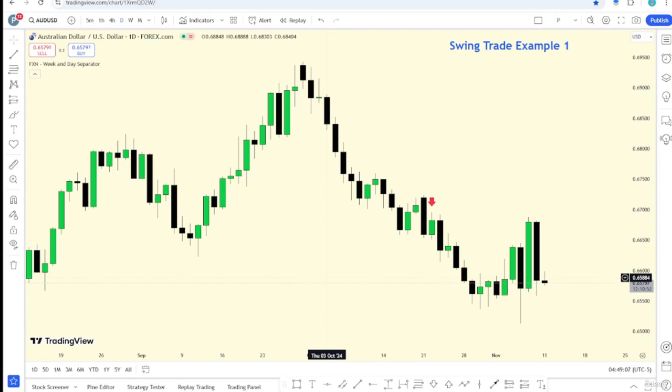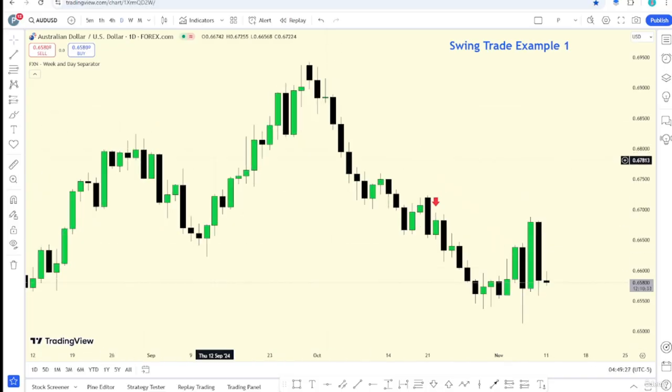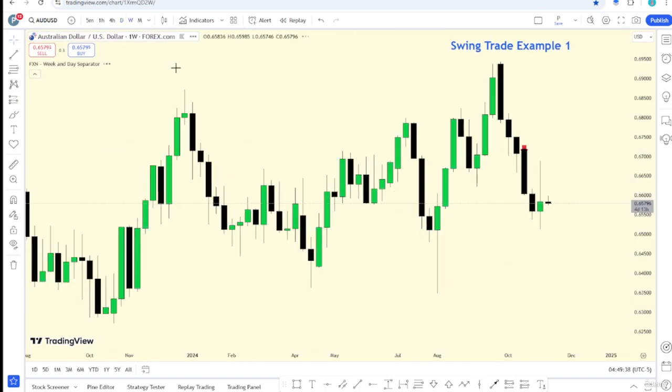So in this lesson we're looking at an example of a swing trade setup using the order block trading strategy. When we are looking at the order block trading strategy, the first thing we want to do is determine the higher time frame order flow. So we are going to go into the weekly chart. This is the Australian dollar daily chart. We are going to go into the weekly chart and look at the order flow first. Then we're going to come back to the daily chart to break down that setup. So let's go to the weekly chart.